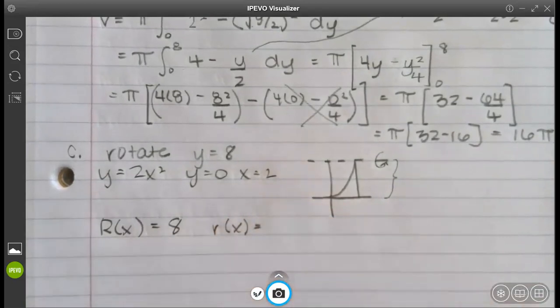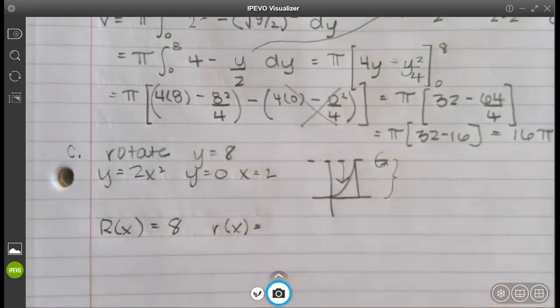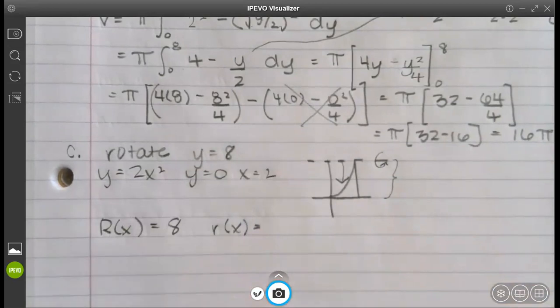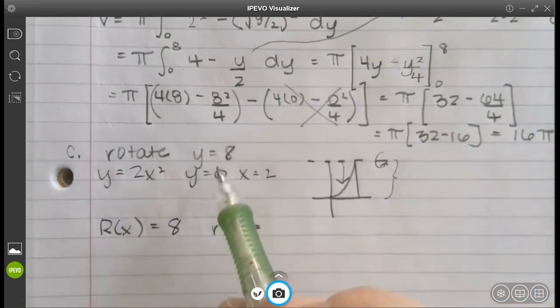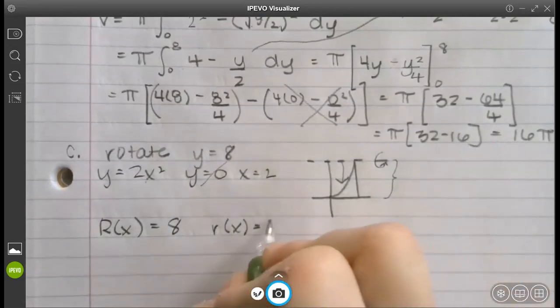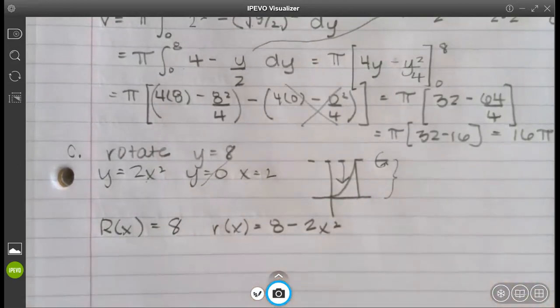Little r of x, I told you again, is the distance from your line to your littlest function. Which one is your littlest one, or the one that's closest to your axis of revolution? Right, it's not the 0 because that's the one we used for the first one. So the 2x squared. It is the distance from that line to the function. That's how you find the radius. It is this exact way every single time. Okay, how far on the big one and how far on the little one.